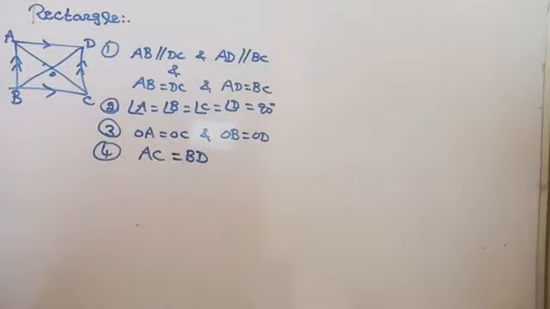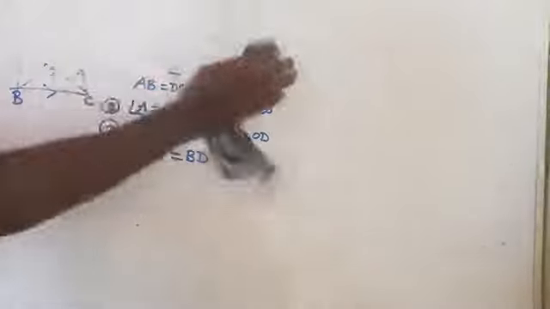Listen carefully. What are the properties of a rectangle? Two pairs of opposite sides are parallel and equal, and each angle of a rectangle is 90 degrees. The diagonals bisect each other, and the diagonals are equal. Are you getting it? Yes. Now in the question, what we are trying to prove is that if the diagonals of a parallelogram are equal, then it is a rectangle. Second question.